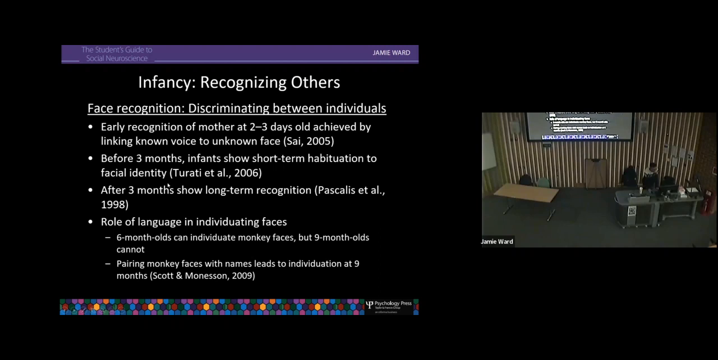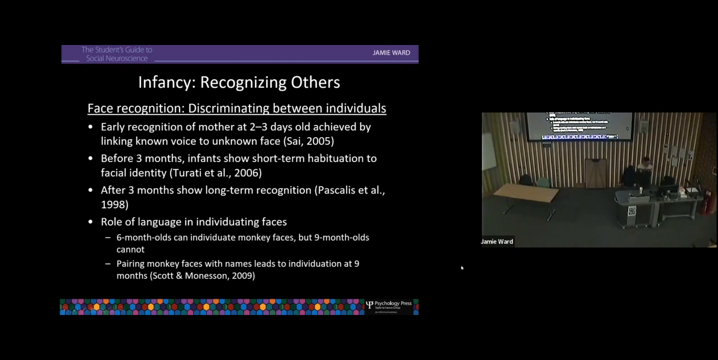Habituation is when you show multiple images of the same face and see whether they get bored. They don't show habituation to the same face here, these would be unfamiliar faces like an experimenter's face, until 3 months. And at about the same time, they would show long-term recognition of other faces, so that might be other family members and this sort of thing.